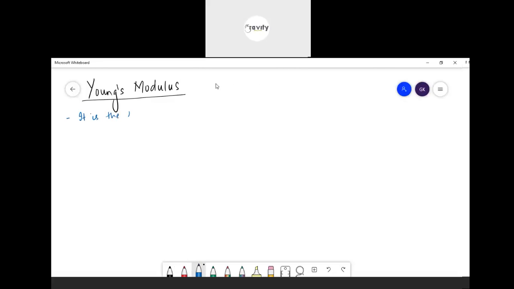It is the ratio of, the statement will cover that particular type of stress and strain. It is the ratio of normal stress, I'm highlighting the two things, normal stress to the longitudinal, that means that one related to length, longitudinal strain within the elastic limit.